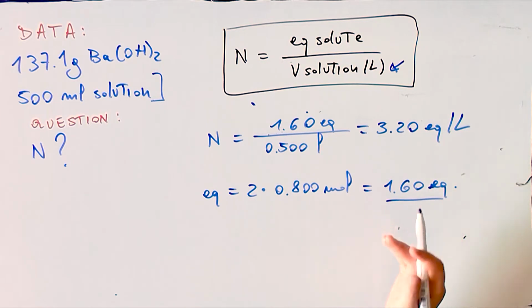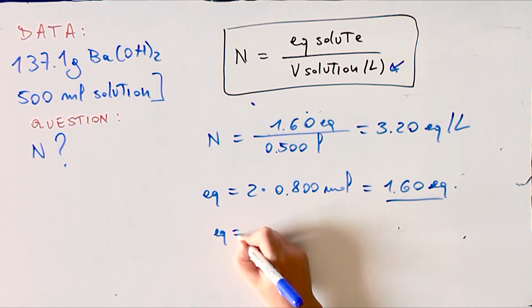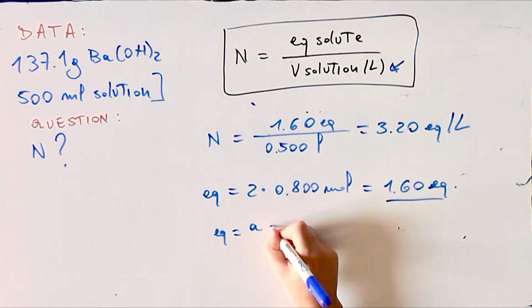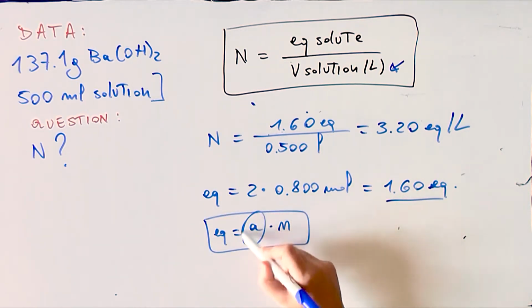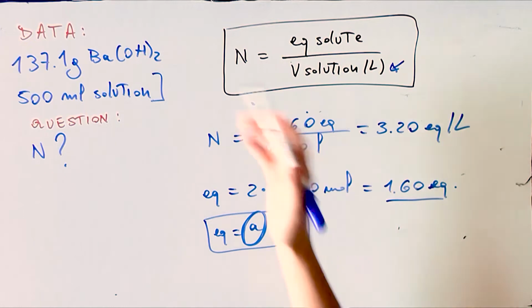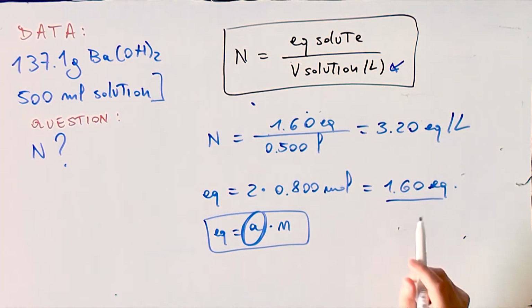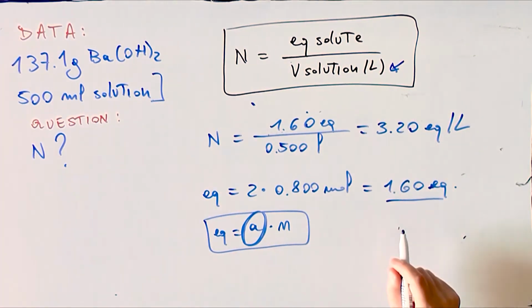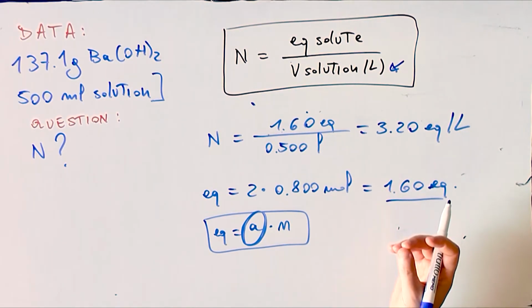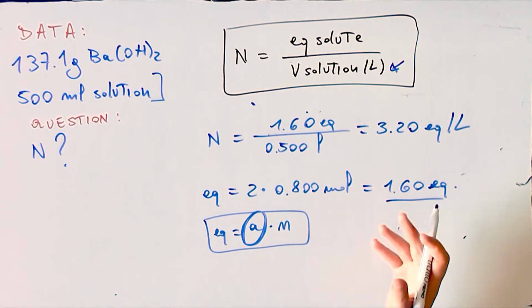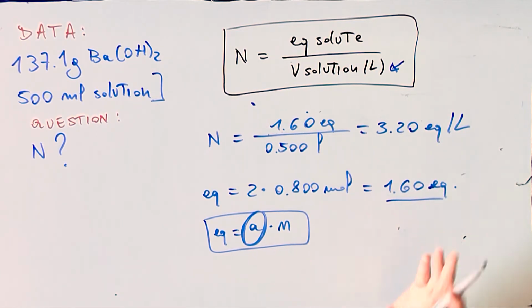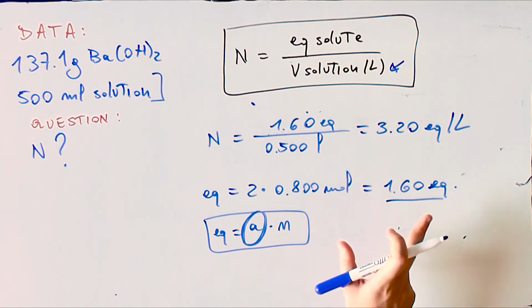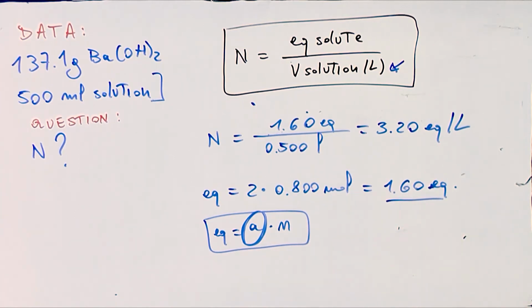However, you have to remind yourself what equivalent is, okay? So equivalent is A multiplied by the mole. And to know this A, you have to consider the reaction your reagent is doing in the solvent you're using, okay? So A can be related to the charge, but also if you have a redox reaction it can be related to the number of electrons. I recommend you watch my video about solution and concentrations to have more insights about that.